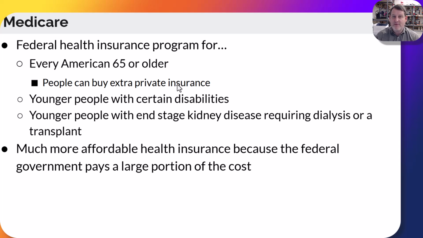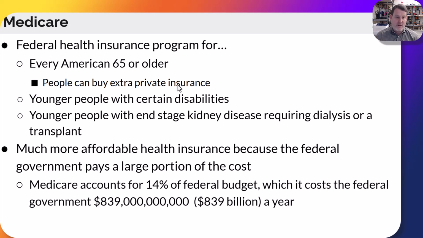Medicare is very popular. Medicare and Social Security are 2 of the most popular programs in the federal government. And then this insurance is much more affordable health insurance because the federal government pays a large portion of it. And that's because you've been paying into that system your entire life, that 1.45% tax. And Medicare accounts for 14% of the federal government's budget, which is $839 billion a year. And that's up almost $100 billion in the last few years. So it's a huge expense for the federal government.